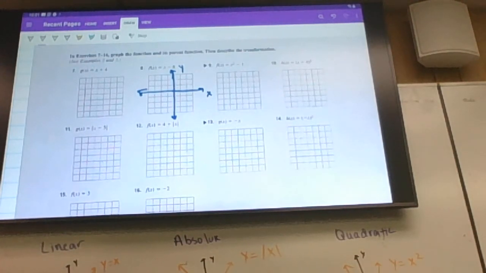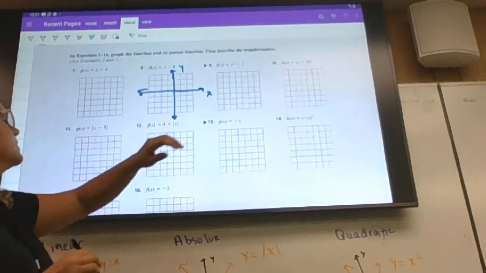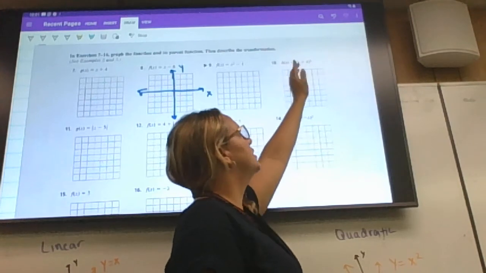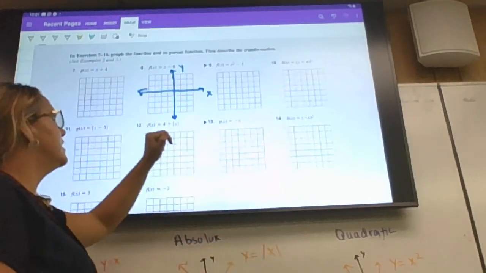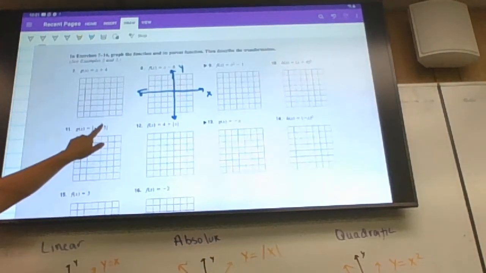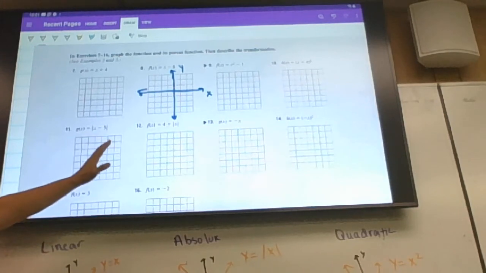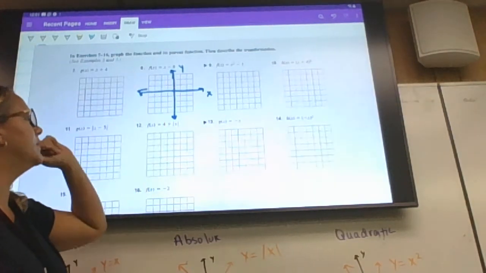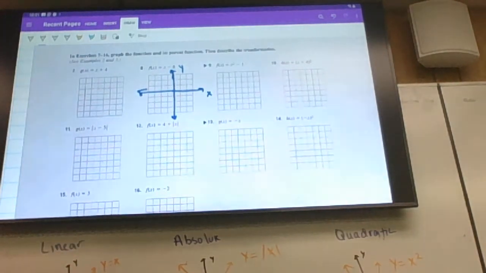Okay. All right. Anyway, so this is an h value. So this is going to move your graph right or left. And this is an h value. And that's going to move you right or left. These are all k values, so they're going to go up or down. Hope I'm making sense right now.